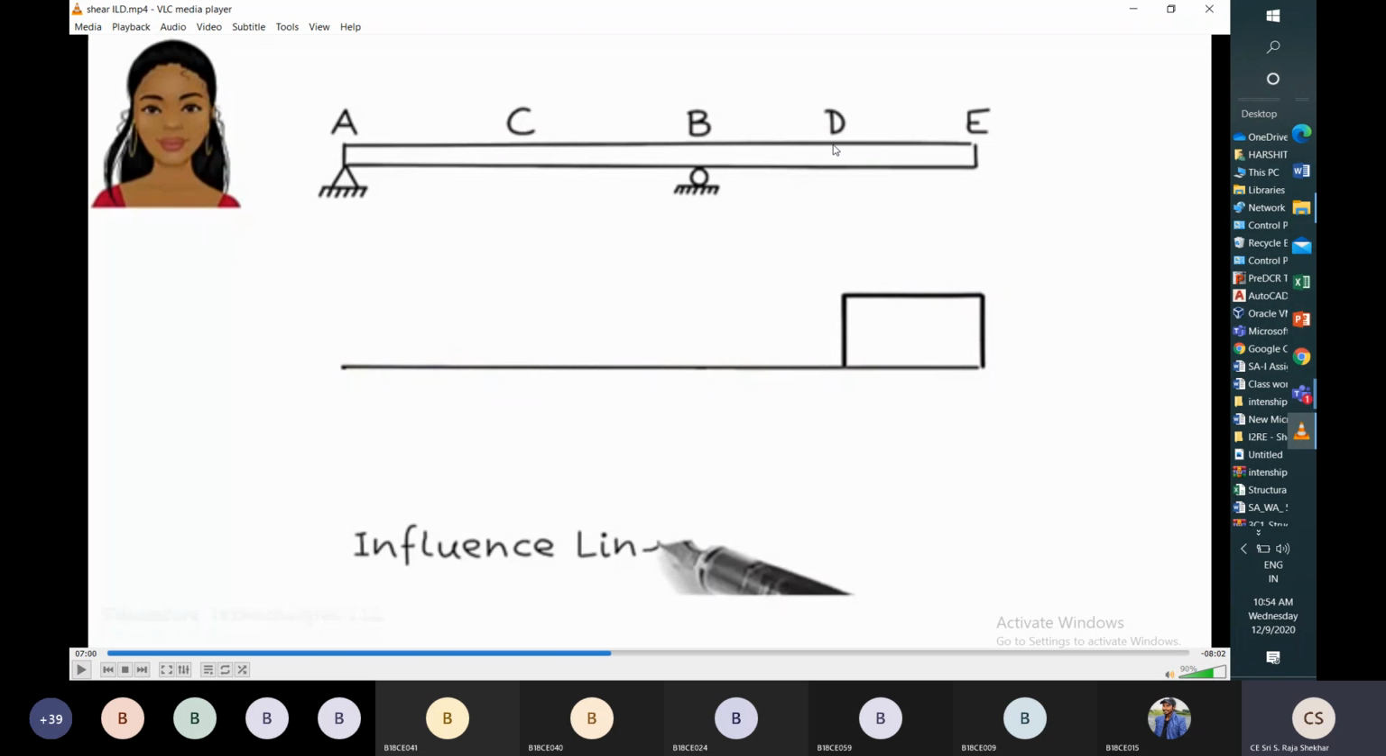And when the unit point load is in the region beyond D, the shear at section D will not change. It becomes maximum and reaches unity only. It reaches the maximum value, and the same value will continue up to the E portion. So this is the variation of the shear influence line at section D.